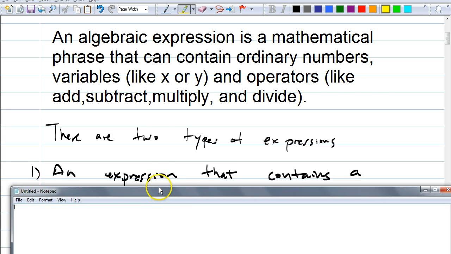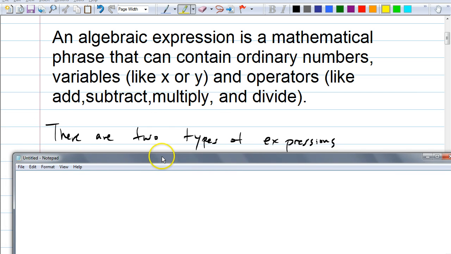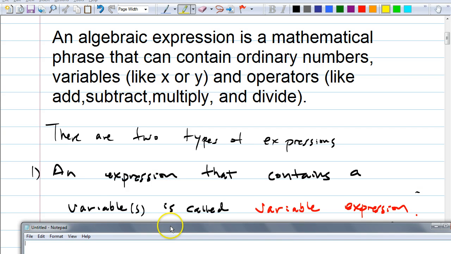Here's an example that may clarify. There are two types of expressions. The ones we're really used to are the ones with variables. An expression that contains a variable is called, anybody want to guess, some kind of expression? Yes, nice guess. It's a variable expression. So that's one type. Now, guess what the other type is? Constant. That's a good guess.